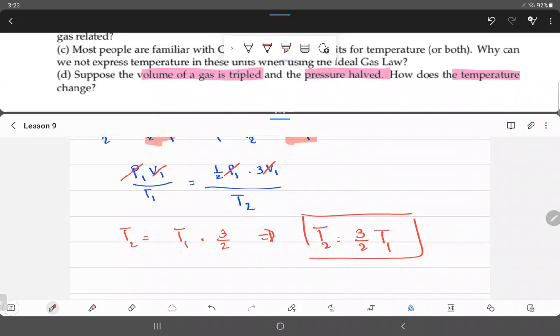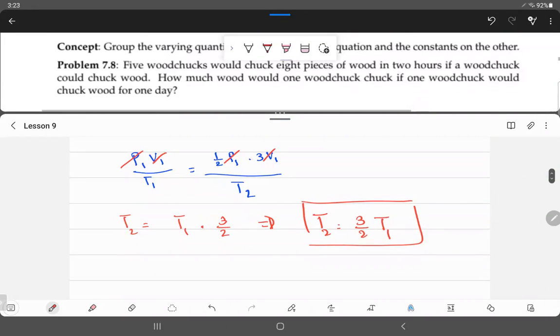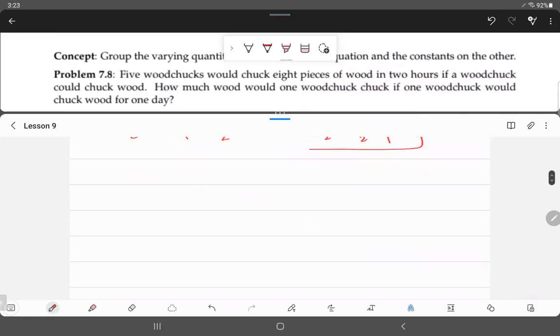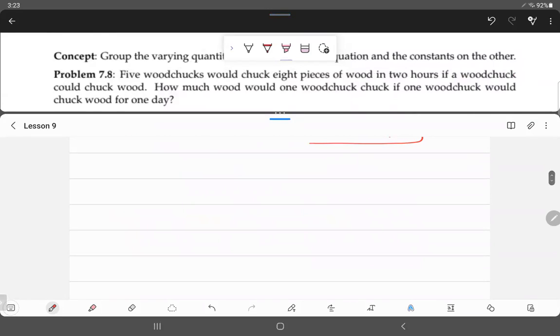Let's move to the second question. 7.8. 5 woodchucks would chuck 8 pieces of wood in 2 hours. How much wood would one woodchuck chuck if one woodchuck would chuck wood for 1 day?